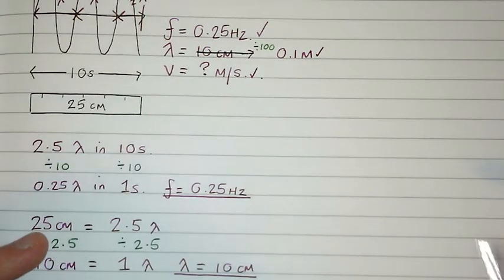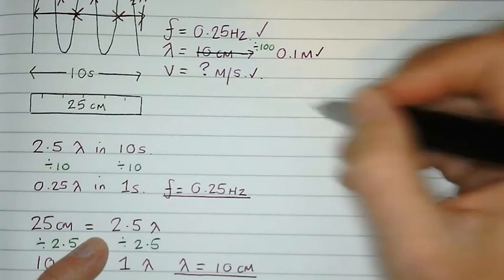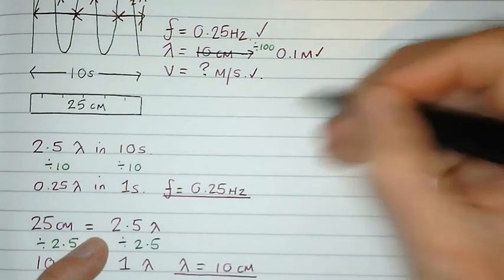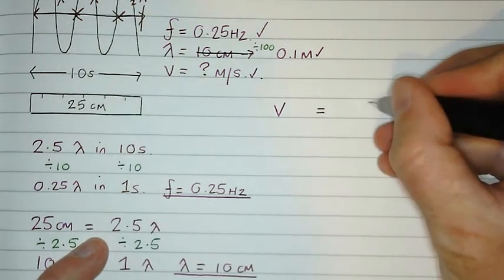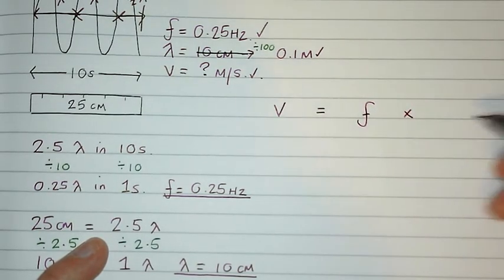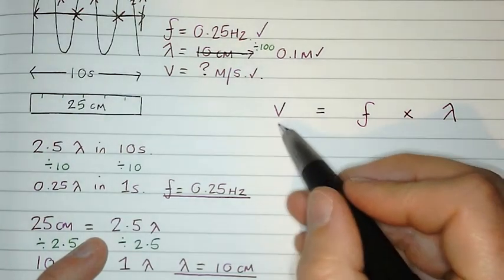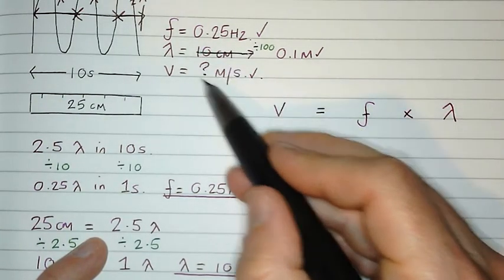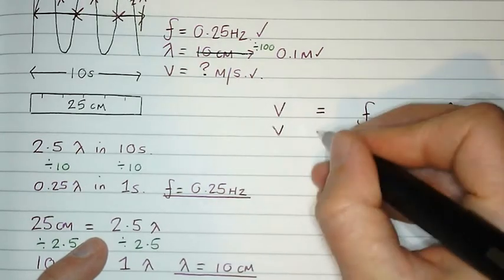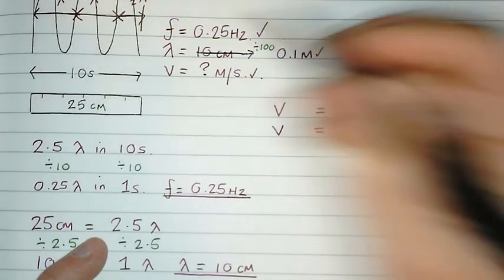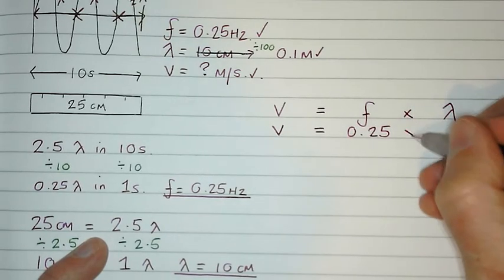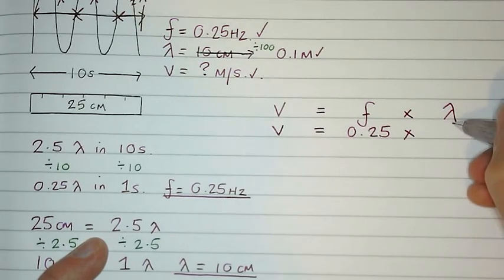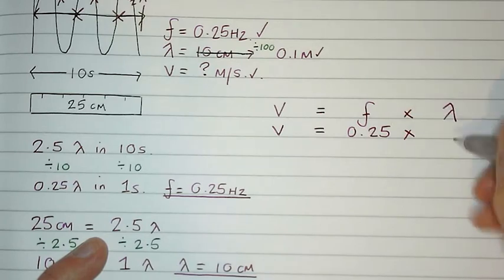Okay, now I'm going to write out our formula. I want to give myself a bit of space, so let's start here. So velocity equals frequency times wavelength. Let's plug in our numbers, substitute in. V, we don't know, leave it as V. Frequency, we do know, 0.25. Leave the multiplication sign there. Wavelength, 0.1.